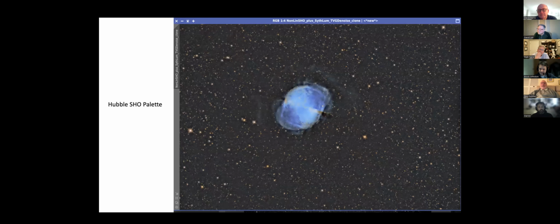So then I created a nonlinear Hubble palette, sulfur, hydrogen, and oxygen, and I used a synth loom, and I did a little touch of noise, but it's a very noisy picture out here, and I've got a question for you on that.